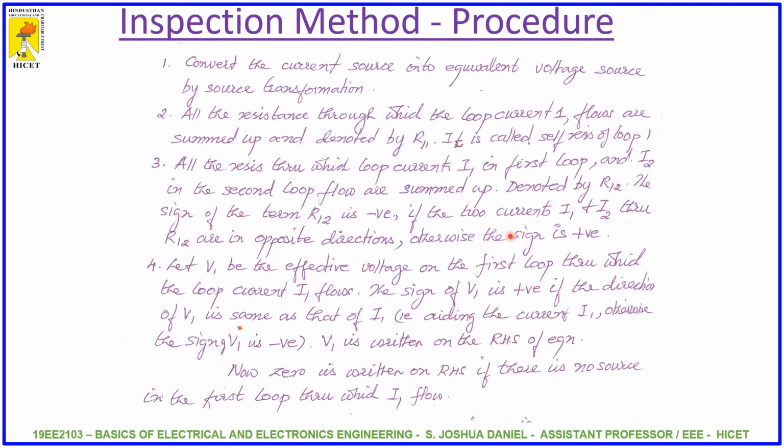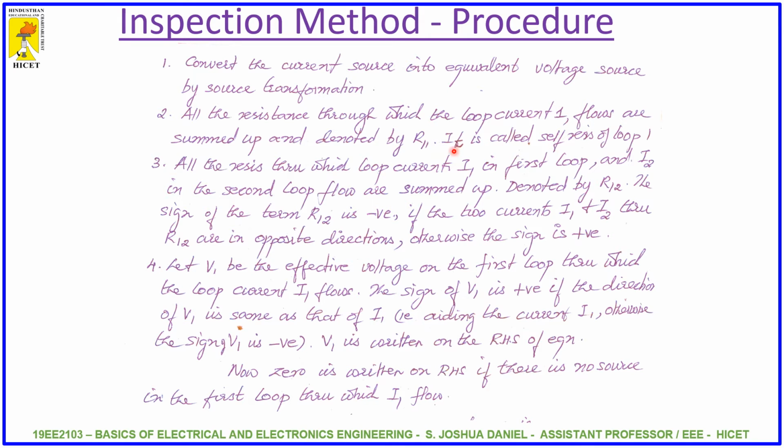So what are the rules when we do it with the inspection method? The first rule is we need to convert the current source into equivalent voltage sources since we are finding out the current, right? So all the resistance through which the loop current, so there will be different loops. I'll tell you in the next coming slides.